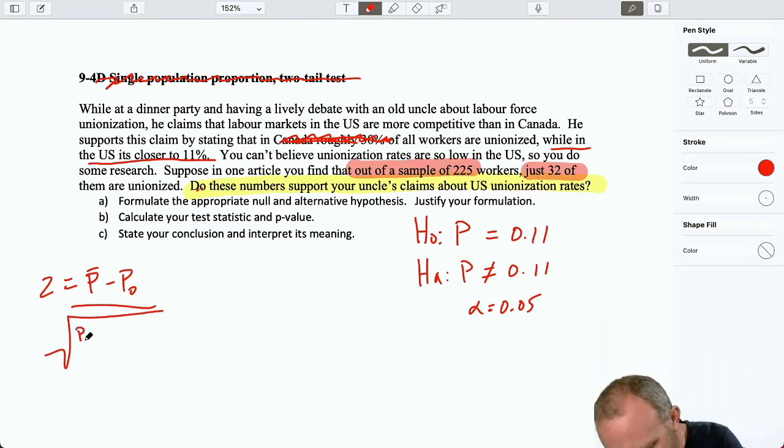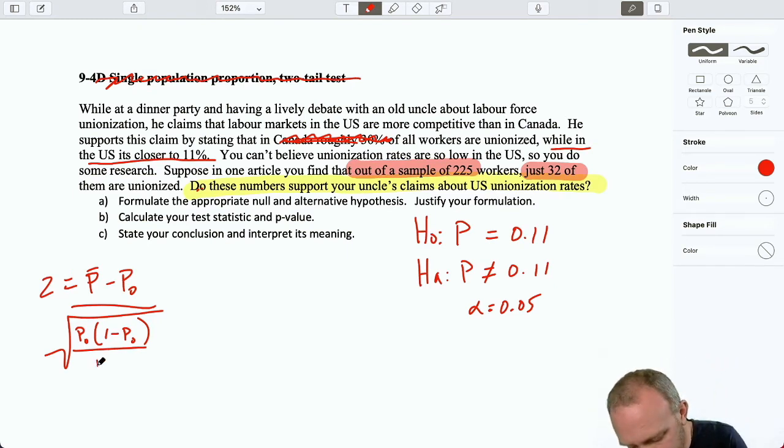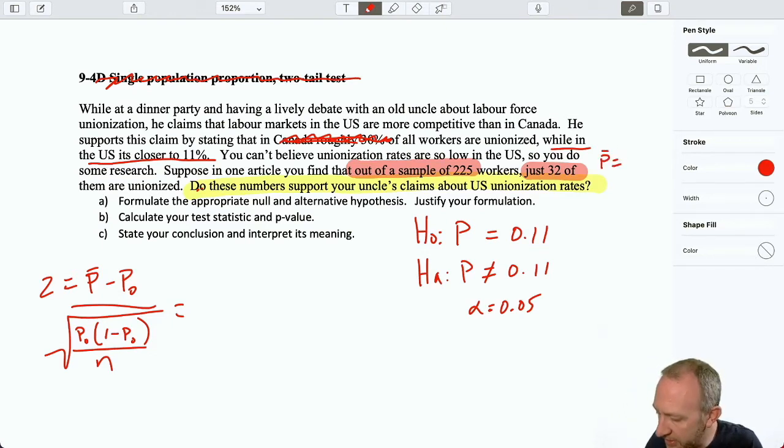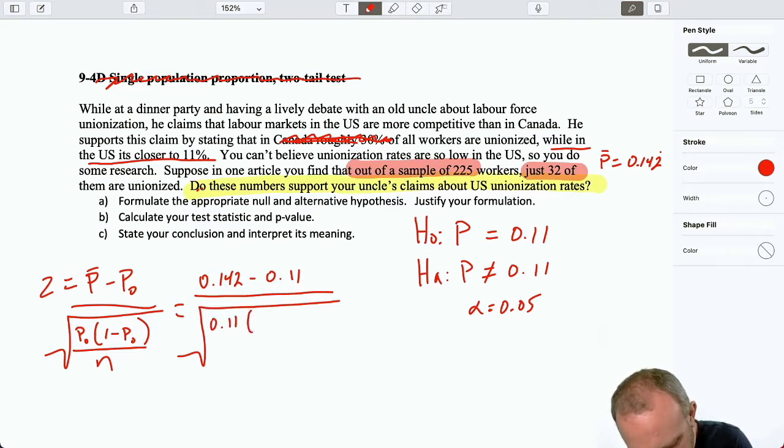Our standard error: again, we have to make sure here that we use the proper proportion. I use the hypothesized value, not the sample value. And we divide by n, our sample size. So here I have my p bar, that's 32 out of 225, so that's 0.142, and that 2 is repeating. So there's my sample p bar, let's keep it to 3 decimals, minus the hypothesized value. So here this is 0.11, times 1 minus 0.11, divided by that sample size.